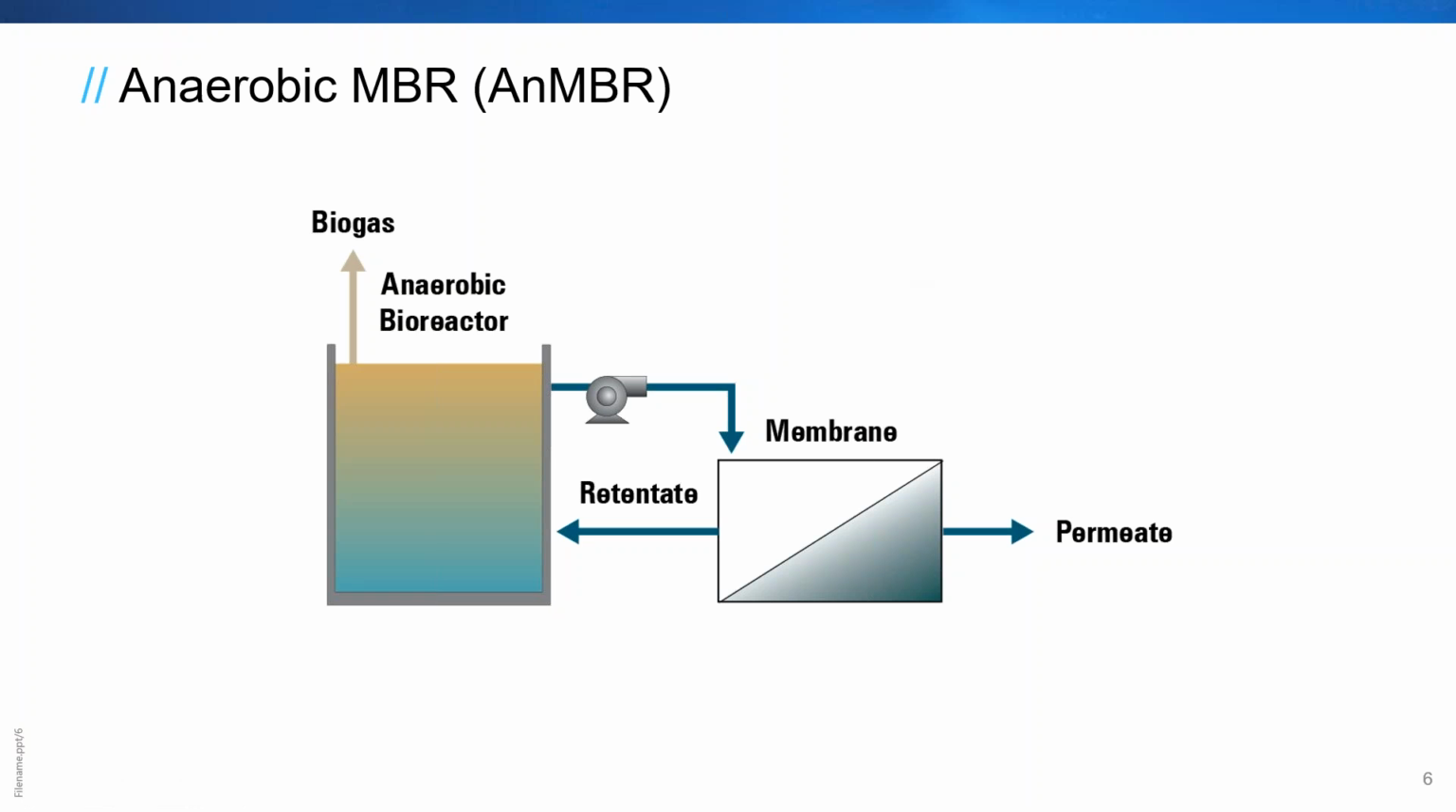And now we talk about anaerobic MBR and take those two concepts and mash them together, so to speak. You then have this anaerobic bioreactor followed by your membrane. And I'll get into a couple different ways that this can be configured. This is a generic flow diagram. And then, of course, you're going to get some biogas off of the anaerobic bioreactor, which we'll talk about as the main driver here.